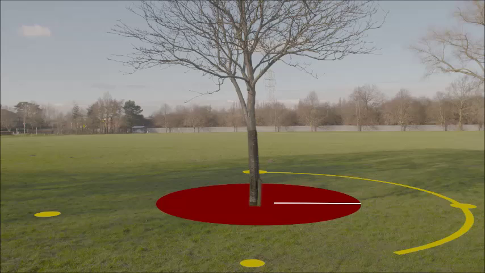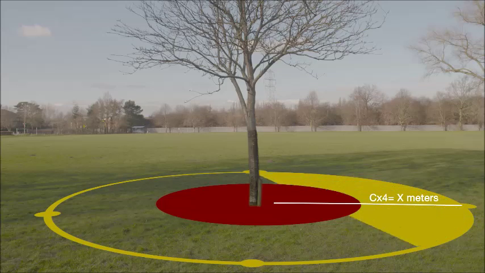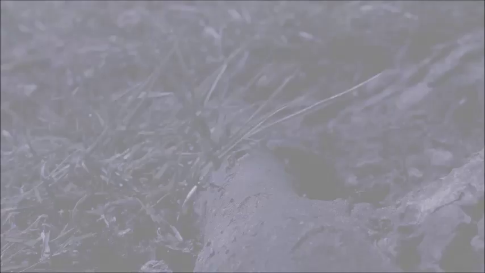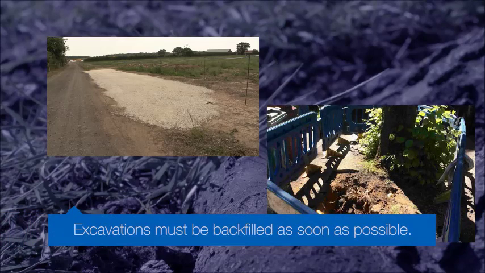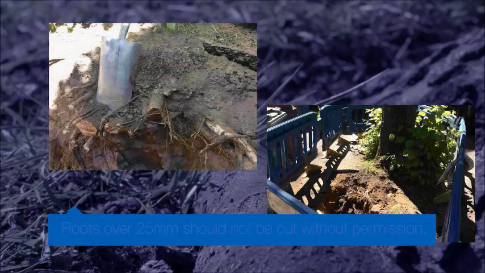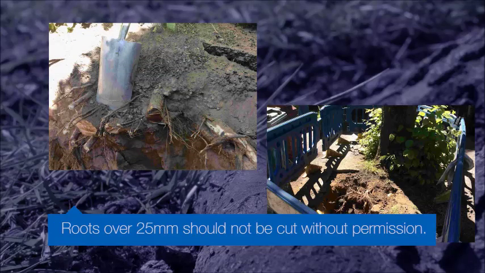Within the precautionary and prohibited zones, if excavations have been carried out, we must ensure that they are backfilled as soon as possible on completion of the works. Within all 3 zones, roots over 25 mm in diameter must not be cut, unless advice has been sought from the local authority tree officer.